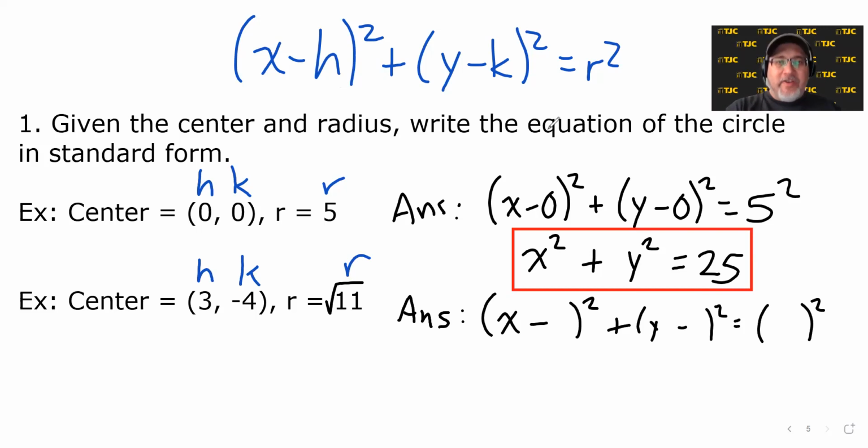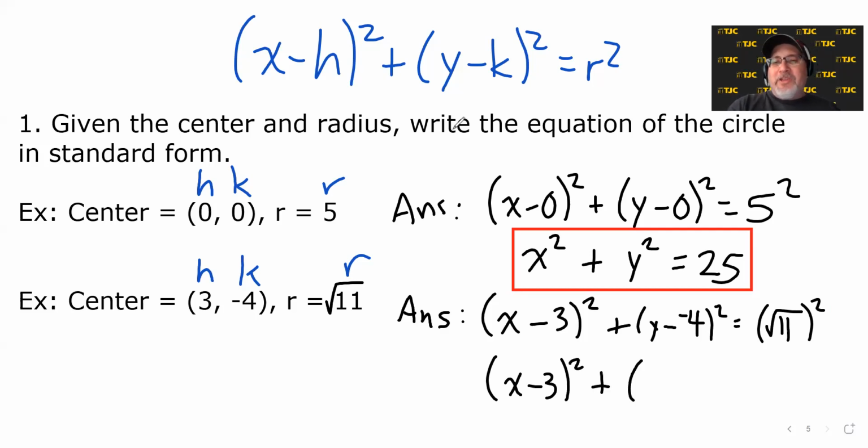If we substitute those values in, we get x minus 3 in the first parentheses, but in the second one, we get y minus -4. Make that minus a little bit better. Y minus -4. And the number we're squaring for the radius is the square root of 11. Sometimes the subtraction problem just sits there like x minus 3, nothing to do there. Sometimes, however, you do minus a negative, like y minus -4, in which case it would become a y plus 4.